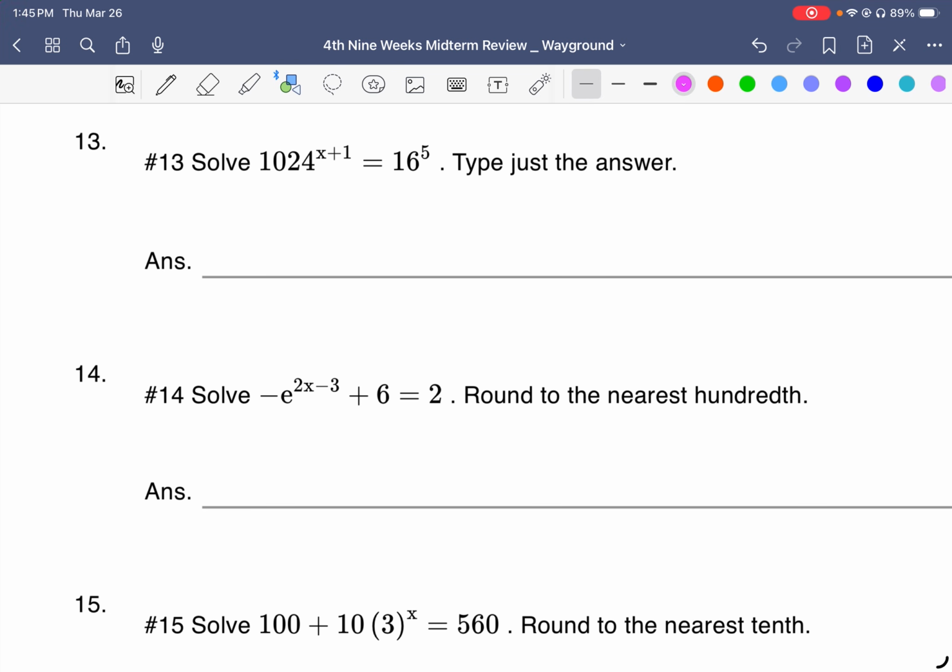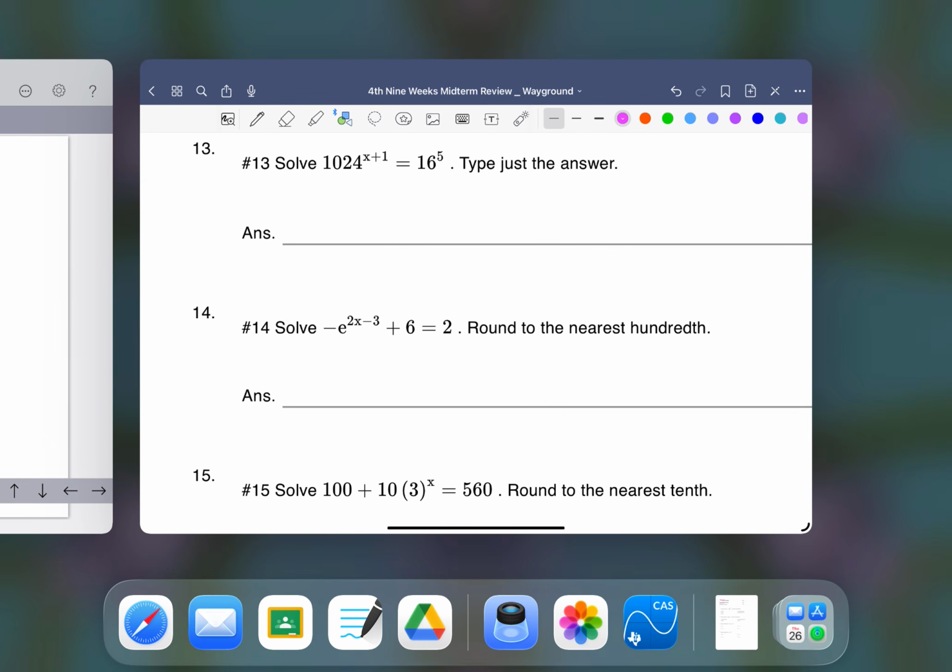1024 to the power of x plus 1 equals 16 to the power of 5. Now, because I have an exponential on both sides, remember that the first thing you should always attempt is to get a common base. And then if you cannot get a common base, then you can do your loop-de-loop and rewrite it in logarithmic form. Okay, so 1024 and 16. Let me see if I can find a common base.